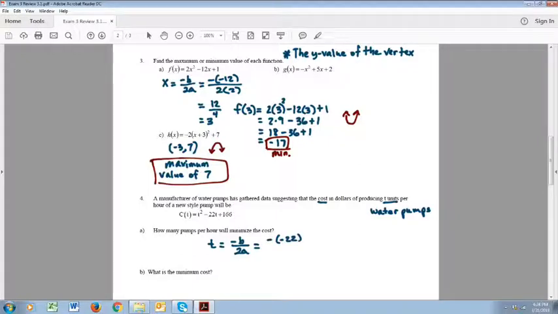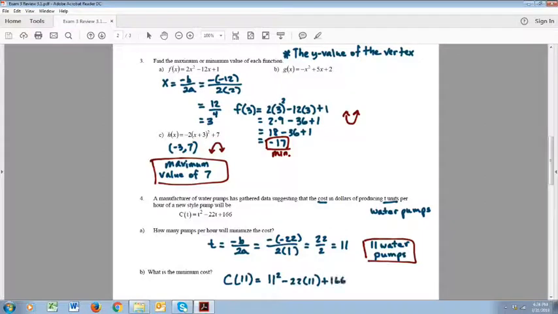And so here you're going to get negative 22 over 2 times 1. You're going to get 11 here, and that's the number of water pumps. It does ask us how many pumps per hour will minimize the cost, and that'd be 11. And to actually find the minimum cost, we plug the 11 into the function. And you do get 45 here, so it's going to be $45.